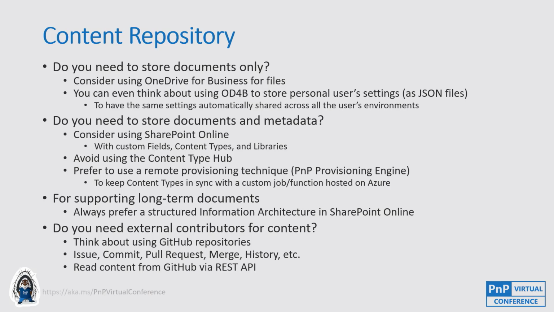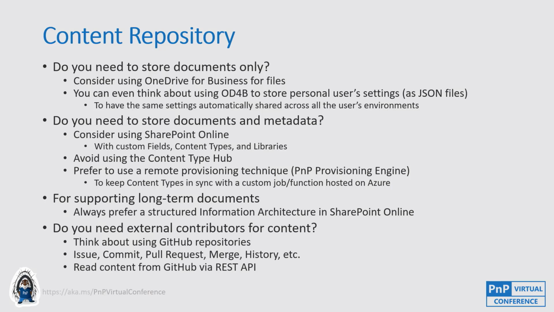If you need to store content, like documentation, files, or sample content, one option is of course to use OneDrive for Business. You can also consider using OneDrive for Business to store personal settings of the users. In fact, you can easily get through the Microsoft Graph API a special folder for every single application registered in Azure Active Directory. In there, on a user basis, you can store user-specific personal settings, for example, as a JSON file. Moreover, if you need to store documents with metadata, you should consider using SharePoint Online with a proper information architecture, so fields, content types, and libraries.